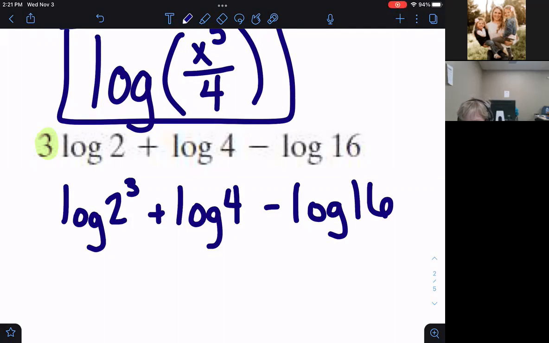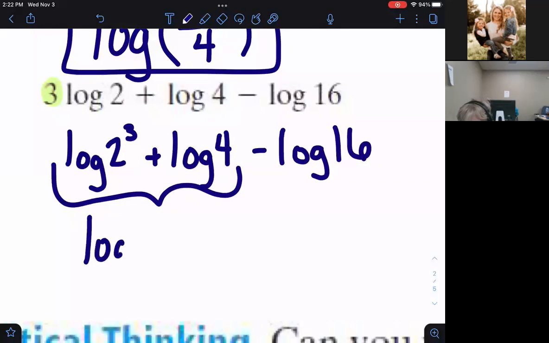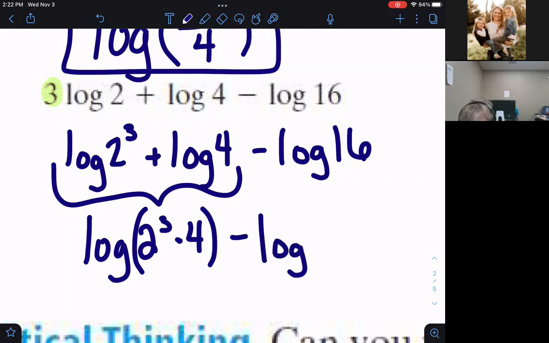And then since there's no parentheses or anything here, we're just going to start combining from left to right. So I'm going to combine these two logarithms first. Between those two logarithms is addition, so I'm going to use the product property. So I'm going to have a log of 2 to the third power times 4. We haven't done anything with that minus log 16 yet, so we're going to bring it down.